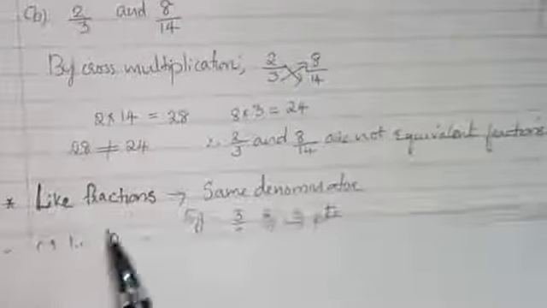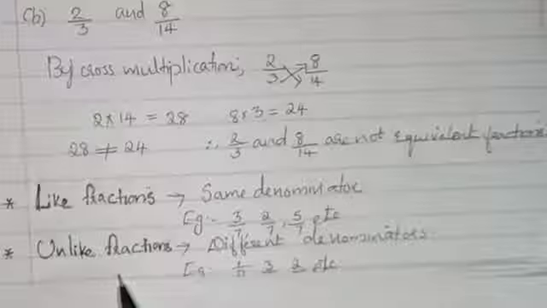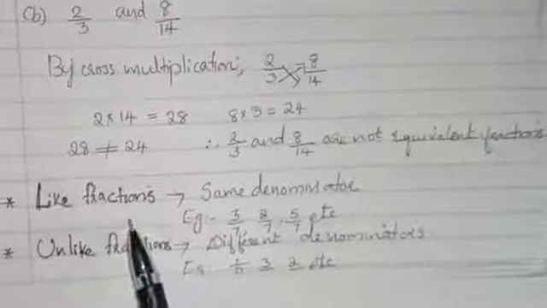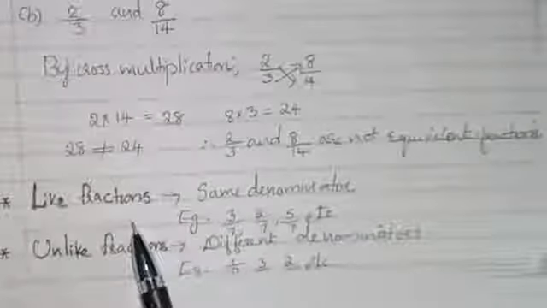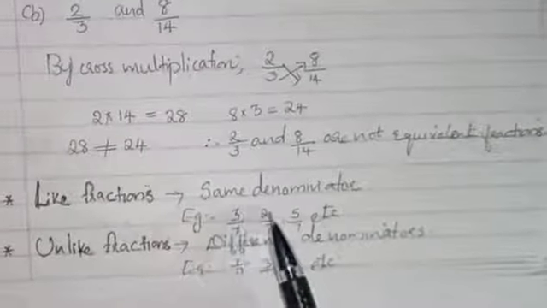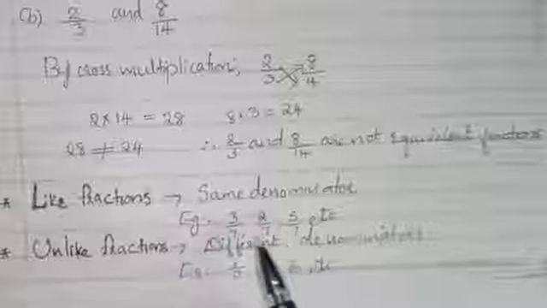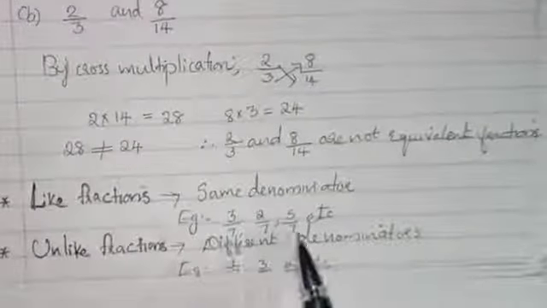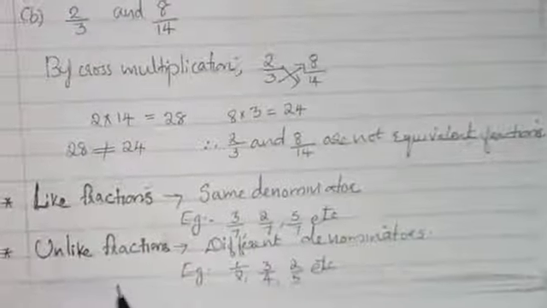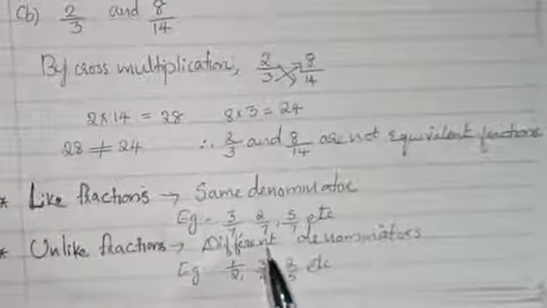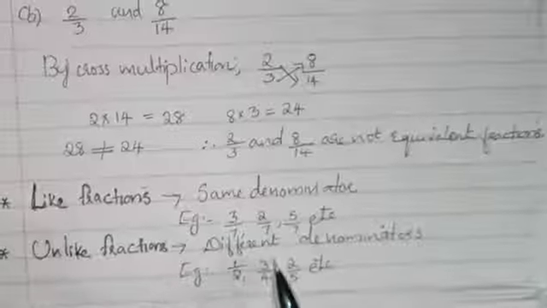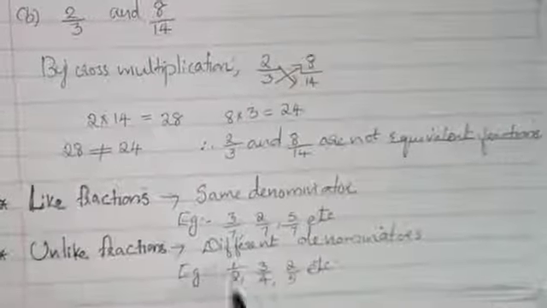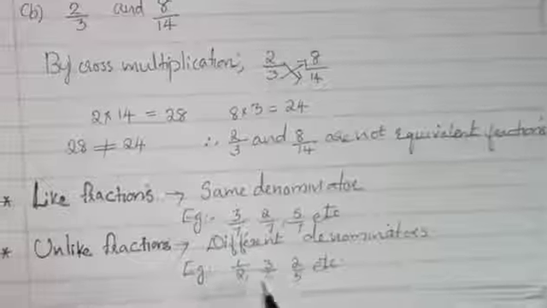Next, we shall revise like fractions and unlike fractions. Like fractions means fractions with the same denominators. For example, 3 by 7, 2 by 7, 5 by 7. These fractions have the same denominators. Then unlike fractions. Fractions with different denominators are called unlike fractions. For example, 1 by 2, 3 by 4, 2 by 5. Here the denominators are different, so these are unlike fractions.